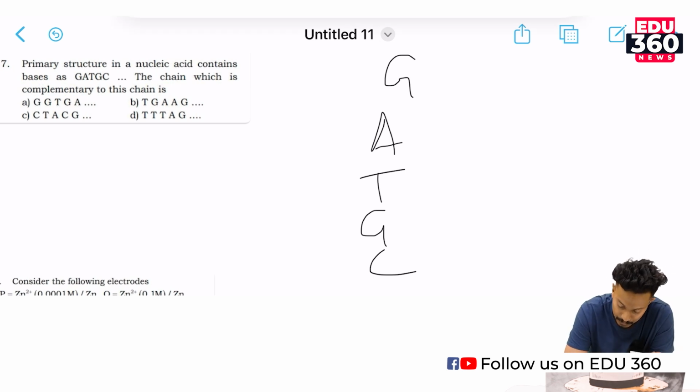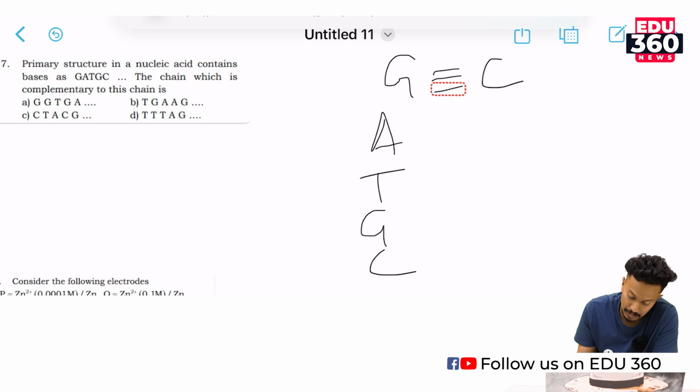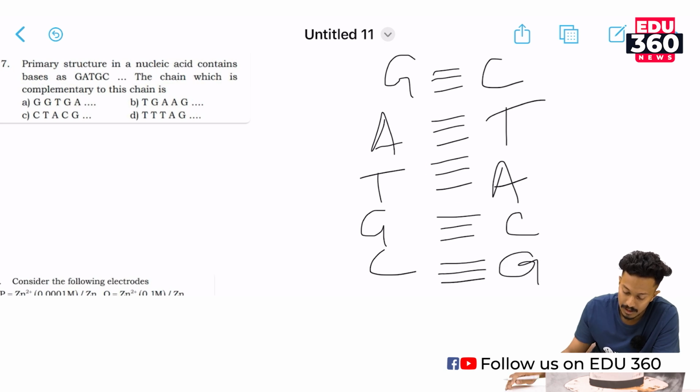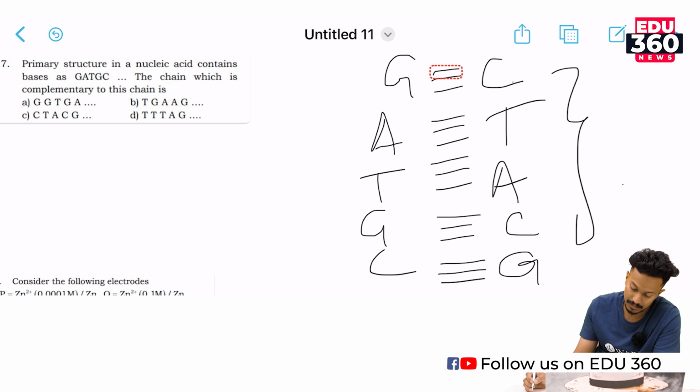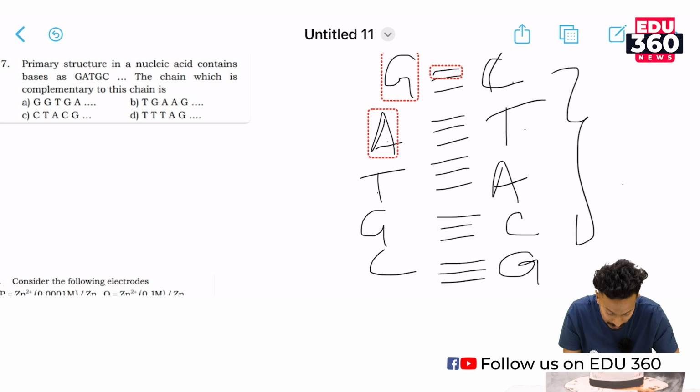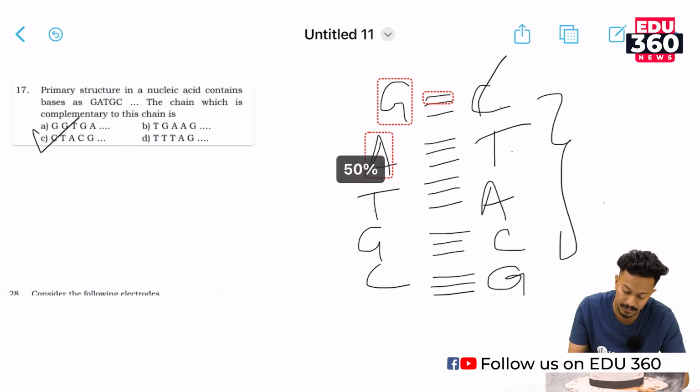See, guanine pairs with cytosine, adenine pairs with thymine, thymine pairs with adenine, guanine pairs with cytosine, and cytosine pairs with guanine. This is the nucleic acid base pairing. So the correct option would be CTACG, which is option number C. Option number C is the correct answer.